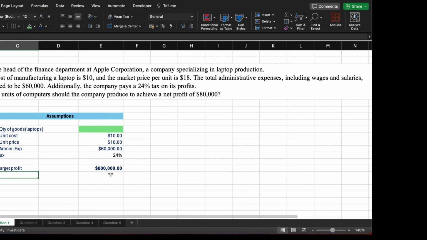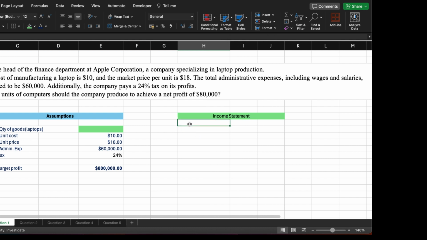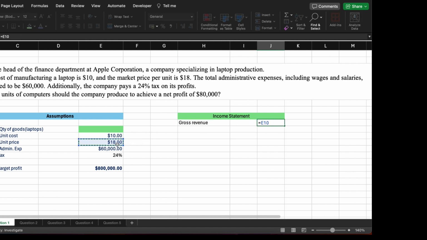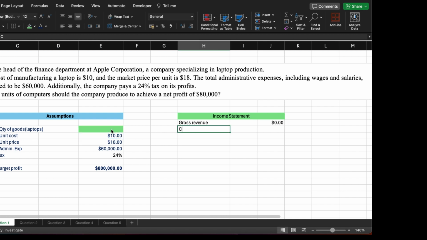The goal is to find the quantity of goods that the company needs to produce in order to achieve this target. So let's design a simple income statement. First, we need to know the total revenue. The total revenue is unit price times the quantity of goods produced, and the cost of goods sold is the quantity of goods produced times the unit cost.